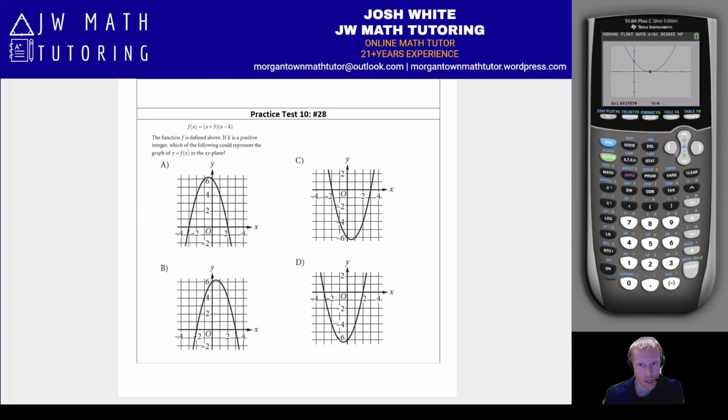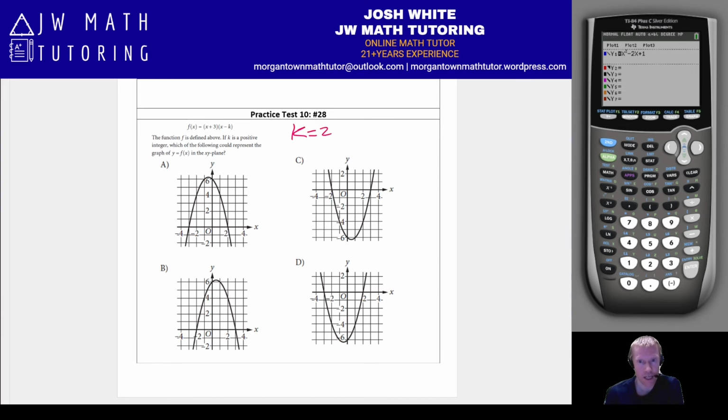Now, the next problem is from practice test number 10. It's problem number 28. And so they give you a function here. And again, there's a random variable k in it that they tell you is a positive number. And then they want to identify which of the following graphs it could be. So this is very similar to the one we looked at earlier, which was actually a rational function, whereas this is a quadratic, but it's the same idea where you pick a value for k.